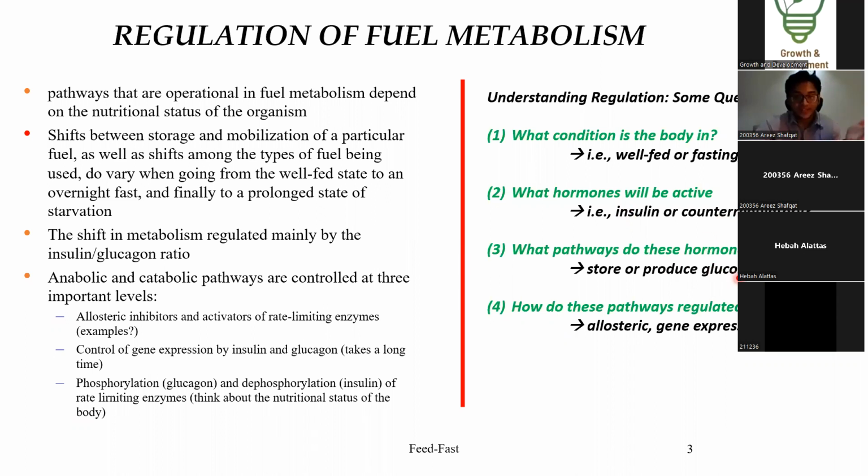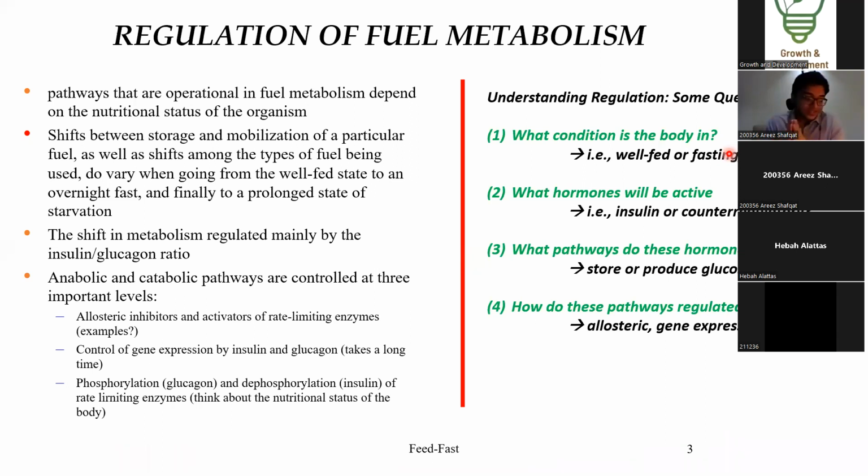So fatty acid breakdown, glucose production, because glucagon is activated in a starvation condition. So it will want to produce glucose. How does it do that? It inhibits glycolysis, it inhibits fatty acid synthesis, it inhibits glycogen synthesis, and it causes glycogen breakdown, it causes gluconeogenesis, and it causes fatty acid breakdown.